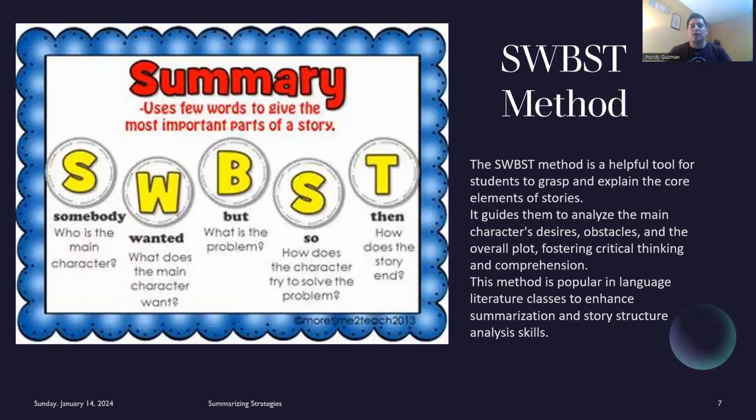And finally, I researched on the internet and other resources about the SWBST method. It is an acronym for Somebody Wanted But So Then. Somebody: who is the main character? Wanted: what does the main character want? But: what is the problem? So: how does the character try to solve the problem? Then: how does the story end?